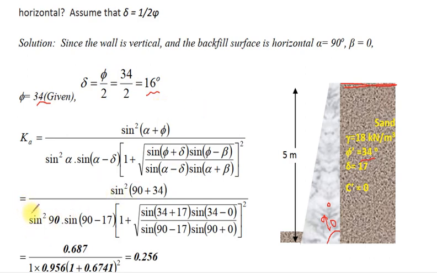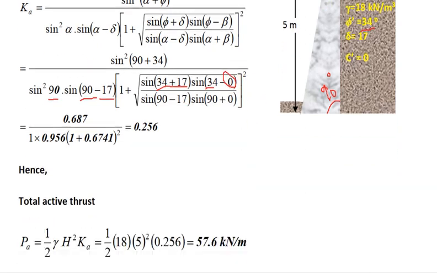Now K active equals sine square 90 plus 34, over sine square 90, sine 90 minus 17, times the bracket 1 plus the square root of sine 34 plus 17, sine 34 minus 0. Here beta equals 0 since the backfill surface is horizontal, not inclined. K active equals 0.256. The total active thrust equals 1/2 gamma H square K active.